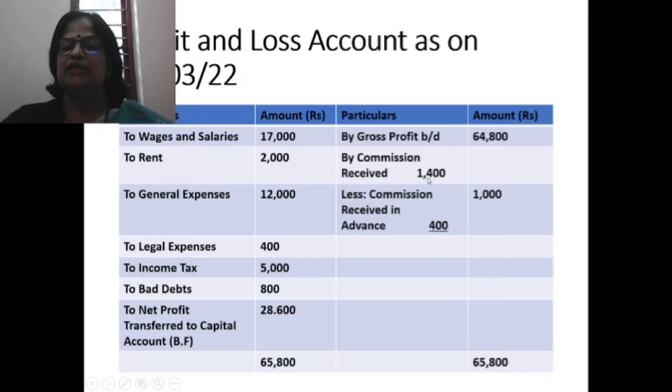See, this is one adjustment. This is received for the next year. So this will not be related to this financial year. So you have to subtract from that. So 1,400 minus 400, outer column 1,000. So total of the profit and loss account 65,800. When you balance it, you will get 28,600 as the net profit. That we will add to capital because it's net profit. If it's net loss, we will subtract from the capital.